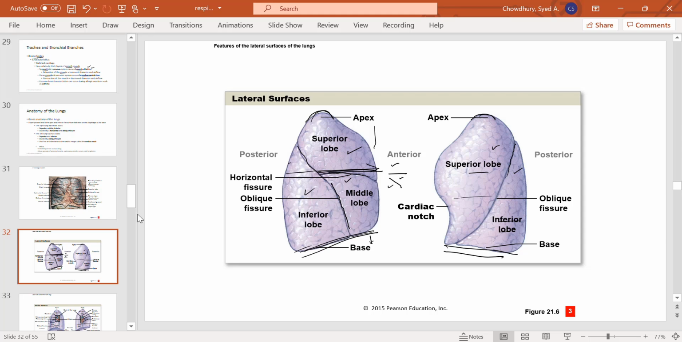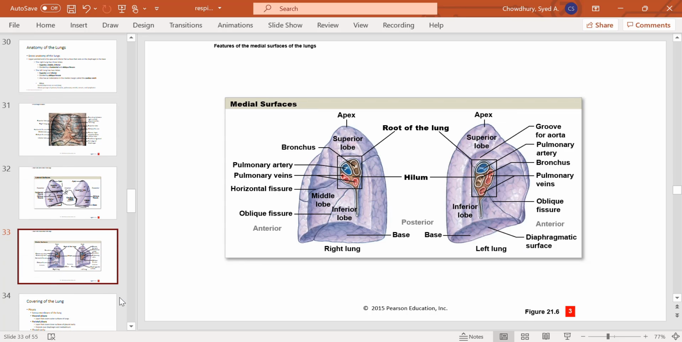Another thing is, in the left lung you have a notch, U-shaped area, that is called the cardiac notch. Why? Because to give some room, you know that your heart is mainly located on the left side. Most part of it is on the left side. So in the left lung you have the U-shaped area to accommodate the heart, that is called the cardiac notch. So the heart is here. Okay, makes sense? So those are the differences between the right and left lung.